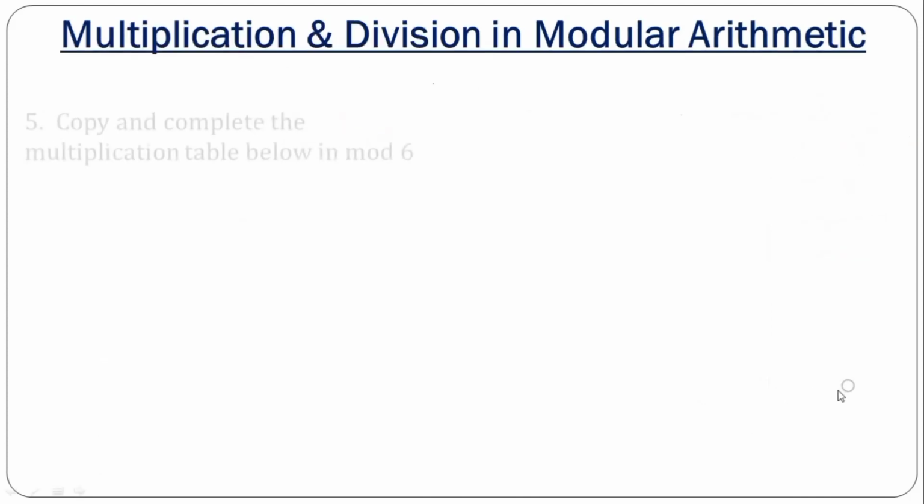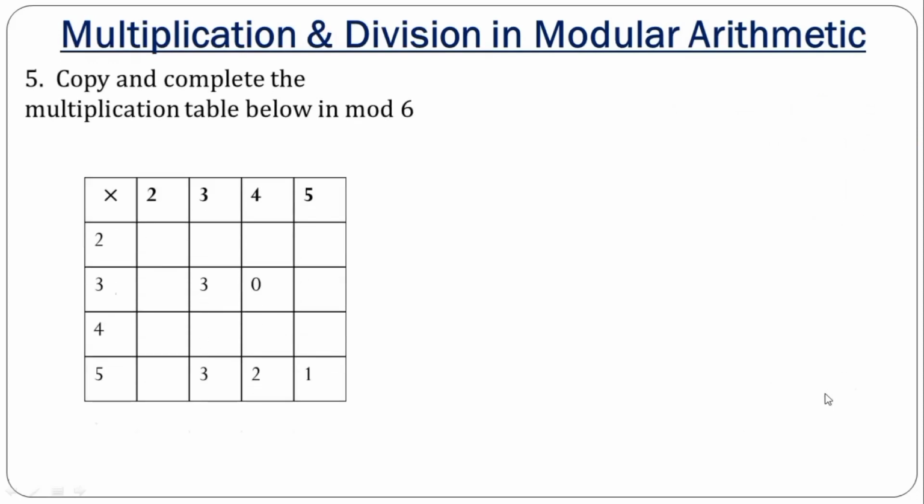Now, what about multiplication? The same process. Multiply out whatever you get. You will now take it to the mod you are asked to do. So here we are asked to complete this table in mod 6. Remember what I said, that you will always start from the vertical and then go to the horizontal. So 2 times 2 here is 4. Of course, 4 in mod 6 is still 4. 2 times 3 is 6. 6 in mod 6 is going to be 0. Sorry, you get 1, remainder 0.